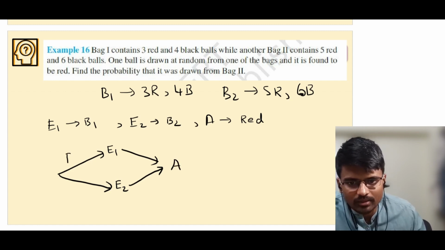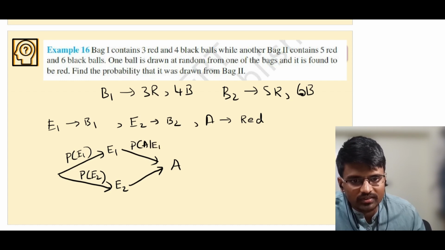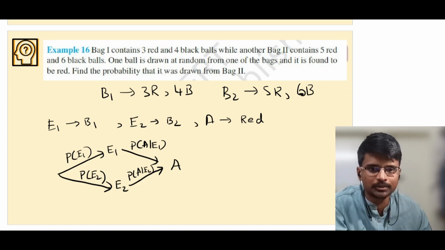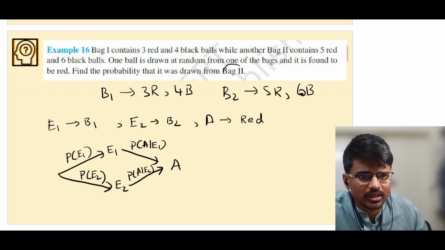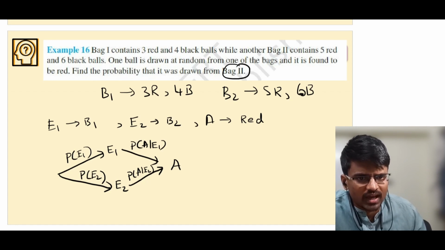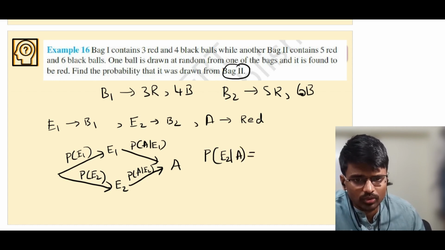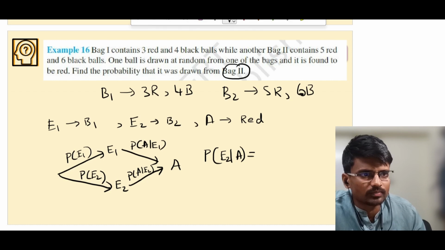Okay, so this is my probability of E1, probability of E2. This is probability of A when E1 has occurred, probability of A when E2 has occurred. And they have asked us bag 2. The question is asking us probability of E2 when A has occurred. So what will I have to do?